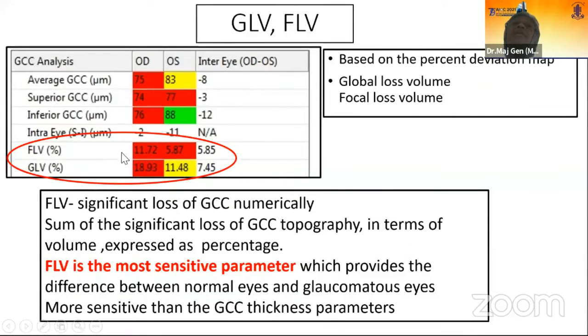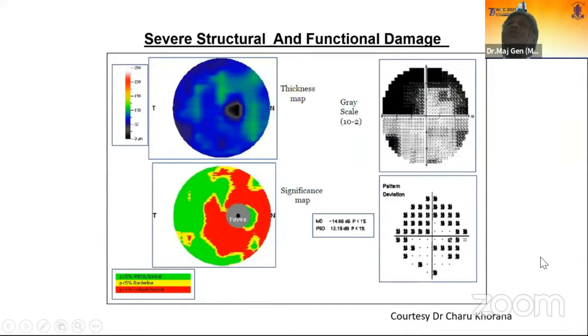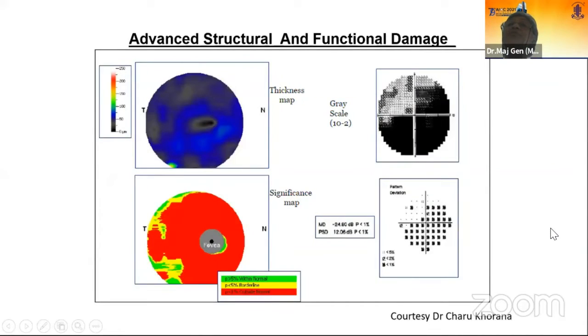Now, most important in this is the FLV and the GSV. The FLV shows significant loss of GCC numerically, and it's the most sensitive parameter signifying difference. Now, if we look at the visual field and the GCC, we find that a 10-2 is a very important thing that we must do. Now, this is showing a severe structural loss, and this is correlating with the visual field.